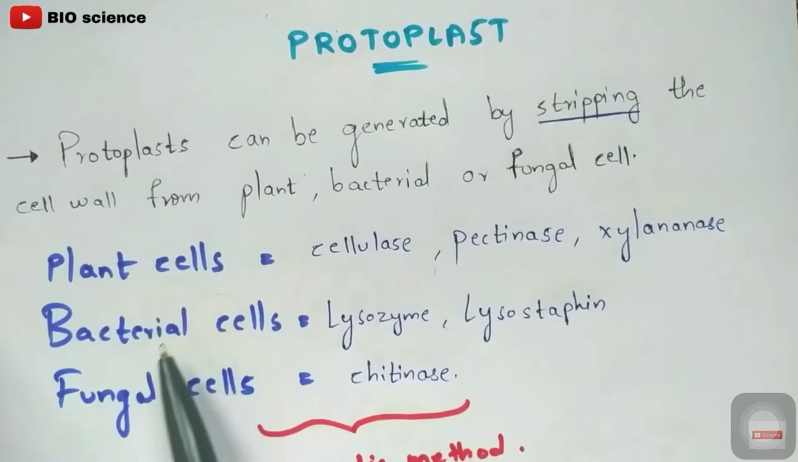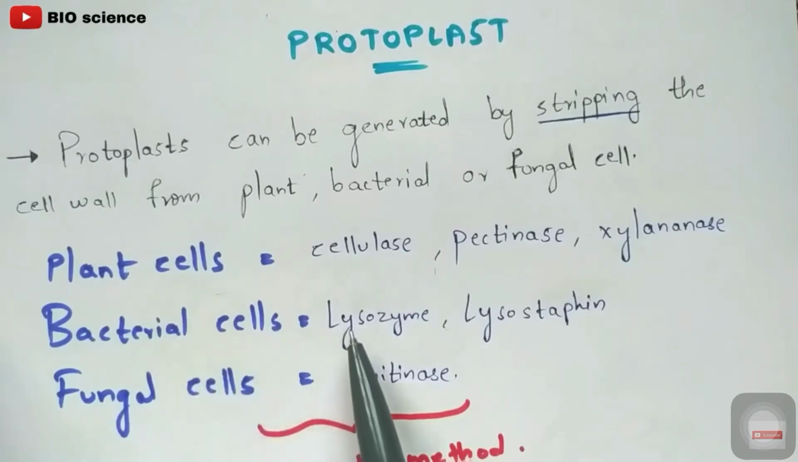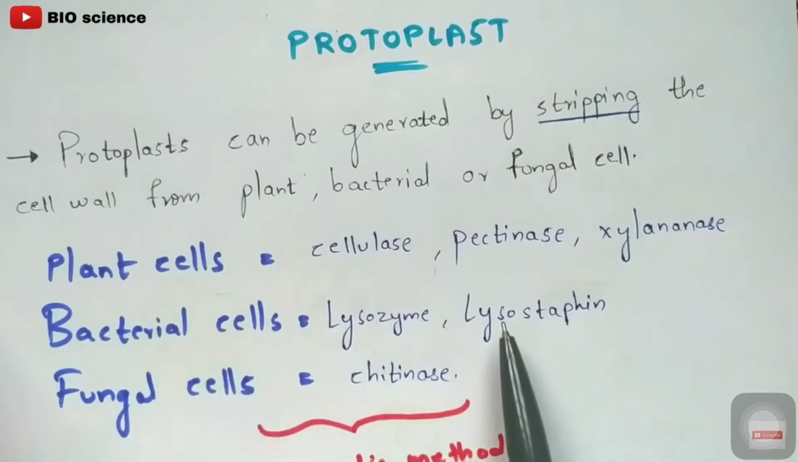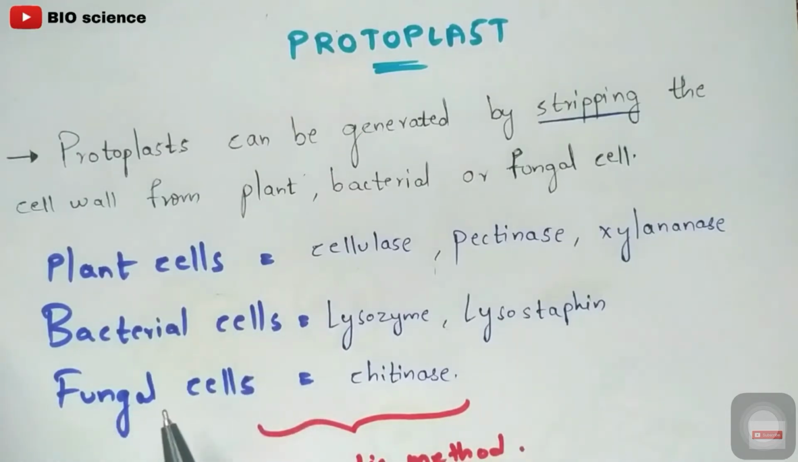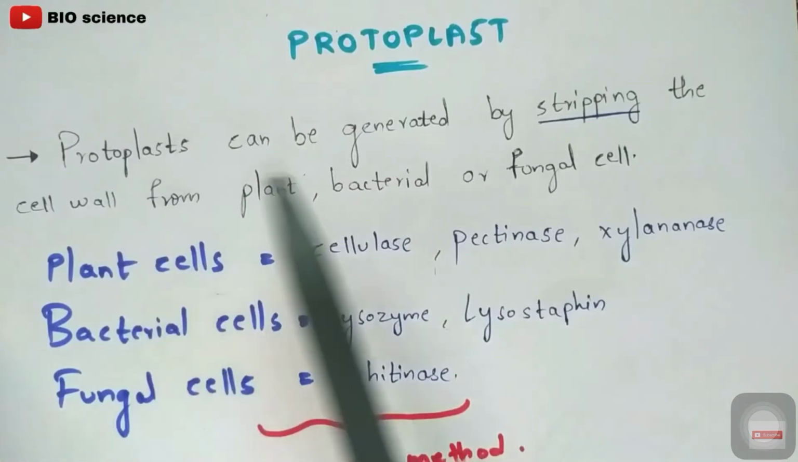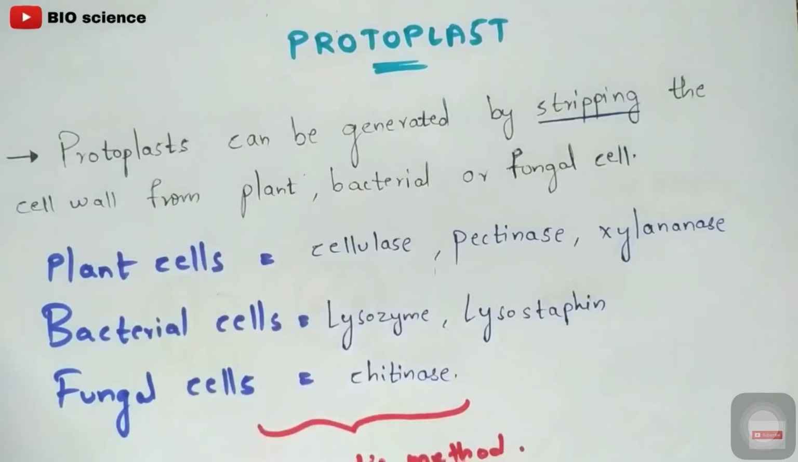In the same way, bacterial cells, once they are treated with enzymes called lysozyme or lysostaphin, what will happen? Then the cell wall will be ruptured and the protoplast which is present inside this bacterial cell can be easily obtained. In the same way, fungal cells, once exposed to the enzyme called chitinase, what will happen? Then the cell wall of this fungal cell will be ruptured and the protoplast which is present inside can be easily obtained, right? So in this way the protoplasts can be obtained, right? So this is just the protoplast introduction which I wanted to tell you about.